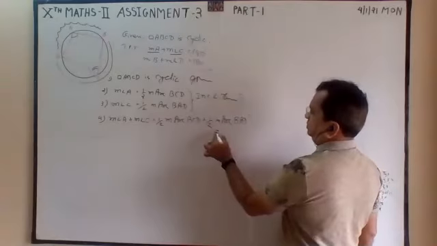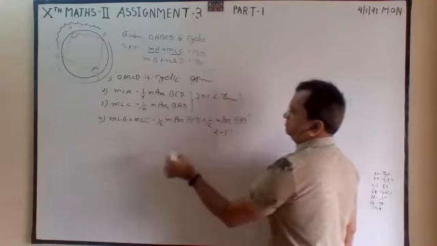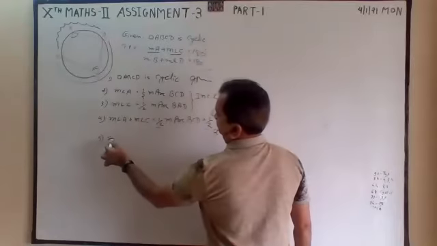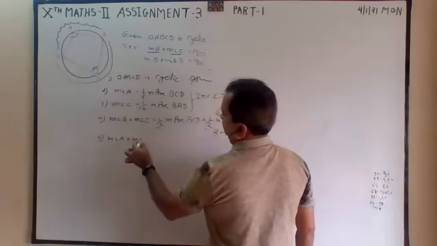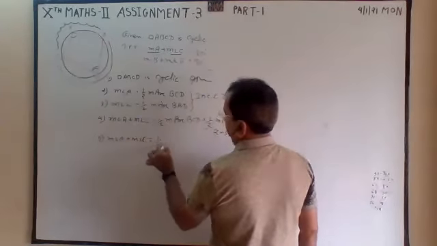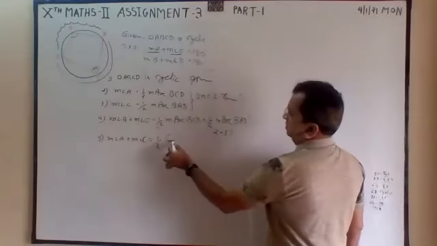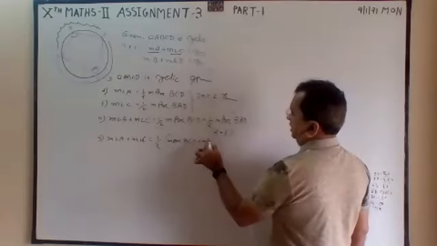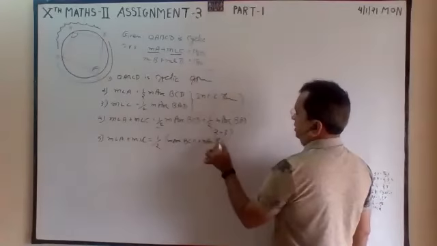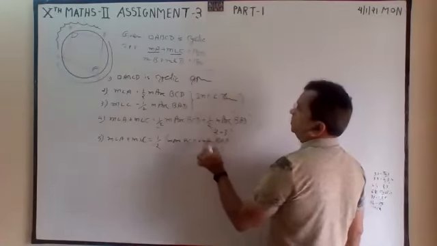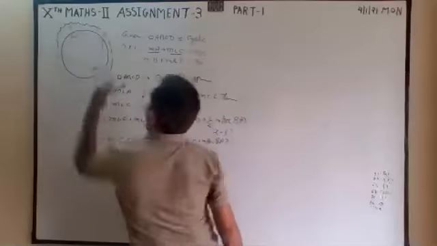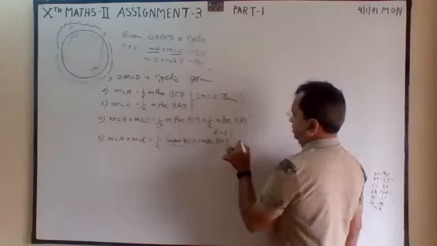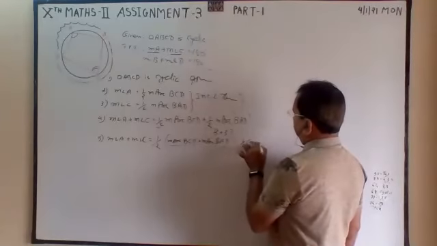What is the reason? Statement number 2 plus statement number 3. Now take only half common. Major arc BCD, major arc BAD. This arc plus this arc, it is 360. Sorry, it is a circle. Half common.